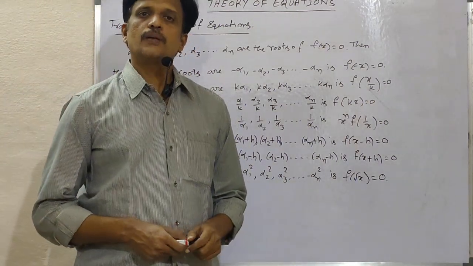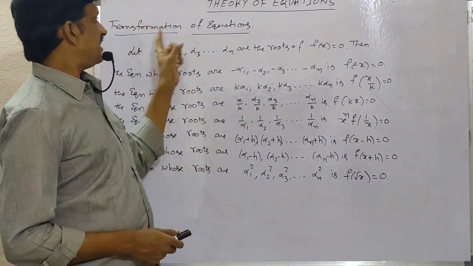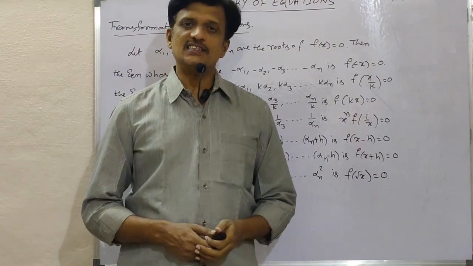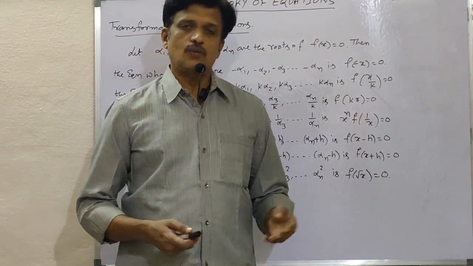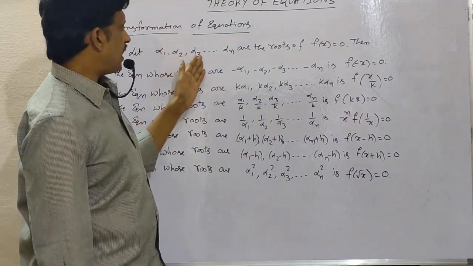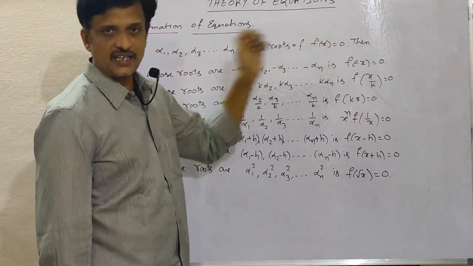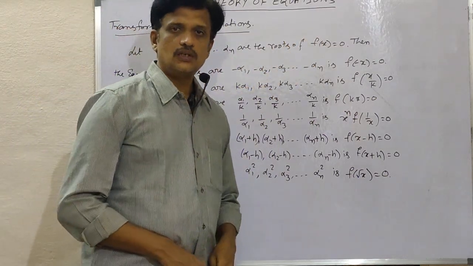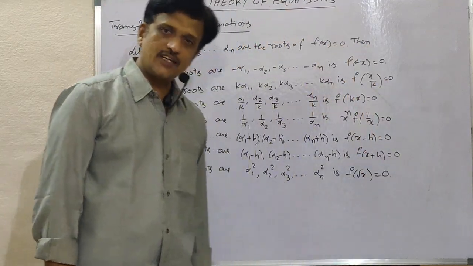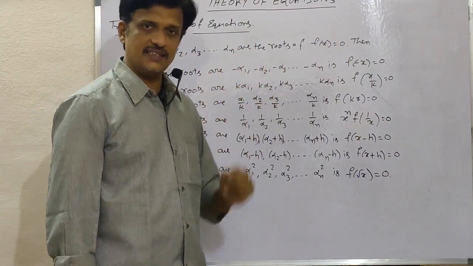Now, from theory of equations, the next concept is transformation of equations. So, what does this transformation mean? For example, alpha 1, alpha 2, alpha 3, and so on, alpha n are the roots of an nth degree polynomial equation f of x equal to 0. F of x equal to 0 is an nth degree polynomial equation, so it has n roots. Those roots are given by alpha 1, alpha 2, alpha 3, and so on, alpha n.